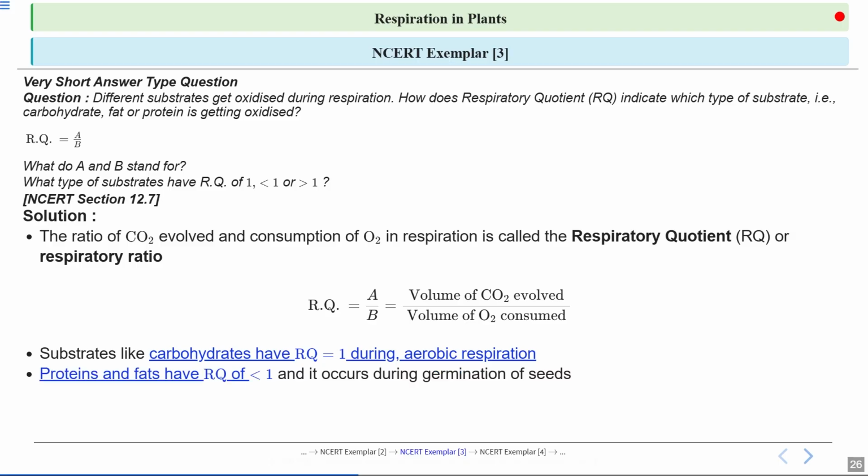Now, proteins and fats have an RQ of less than 1, which means more oxygen is consumed as compared to the carbon dioxide that is produced. This situation often occurs during germination of seeds, when stored fats are being used for energy. And substrates like organic acids have an RQ of more than 1. This means that more carbon dioxide is produced than oxygen is consumed, because organic acids already contain a lot of oxygen in their structure. And this situation occurs under aerobic conditions.